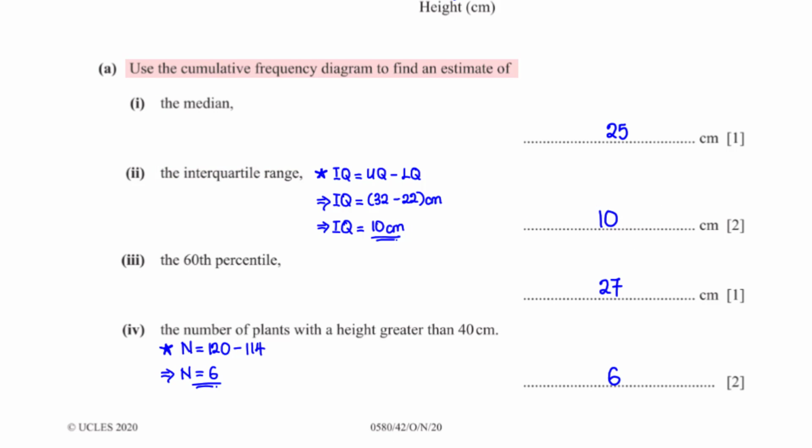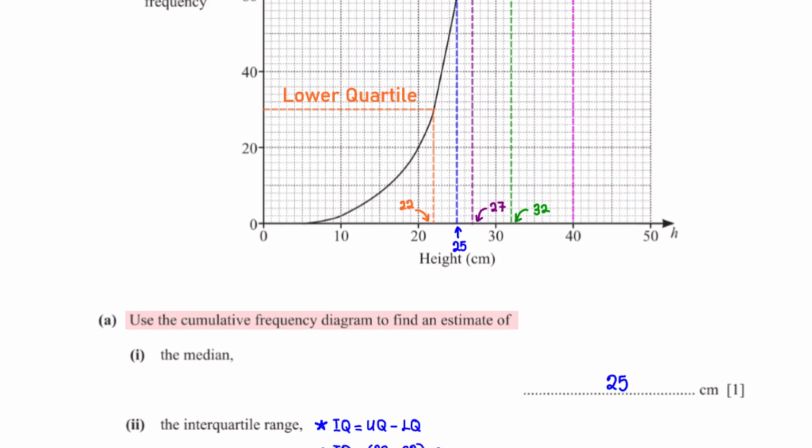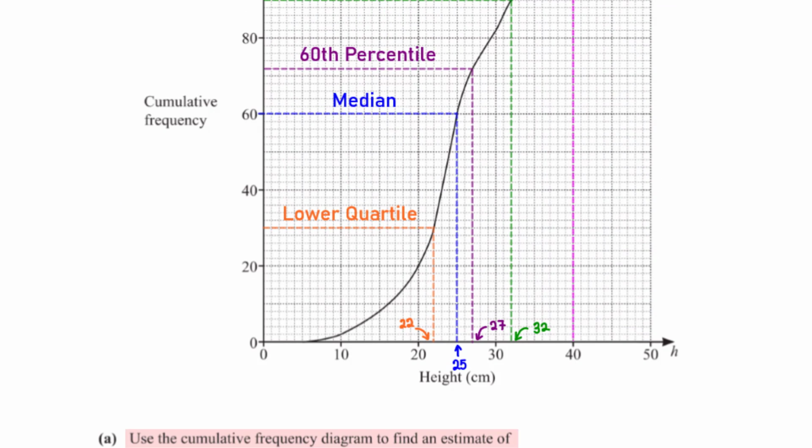Find an estimate of the 60th percentile. To get the 60th percentile, we map 60% of 120, which is 72, on the diagram. This gives us 27 centimeters.